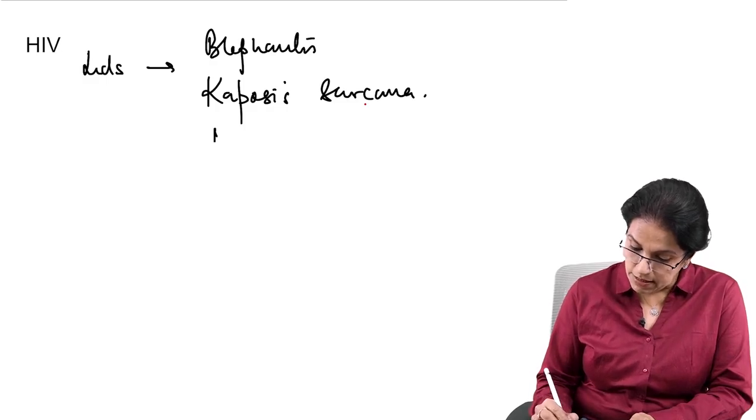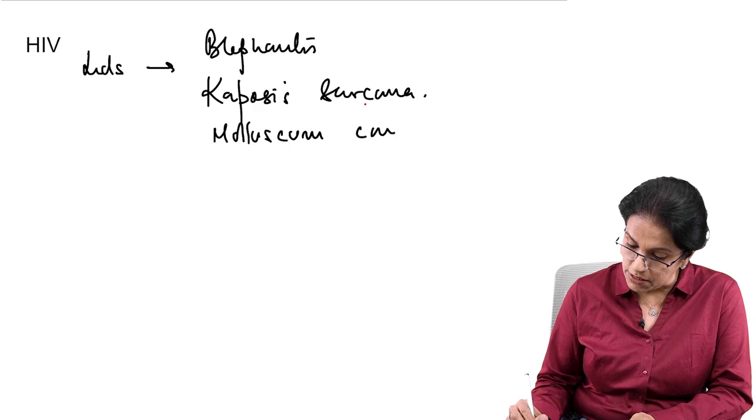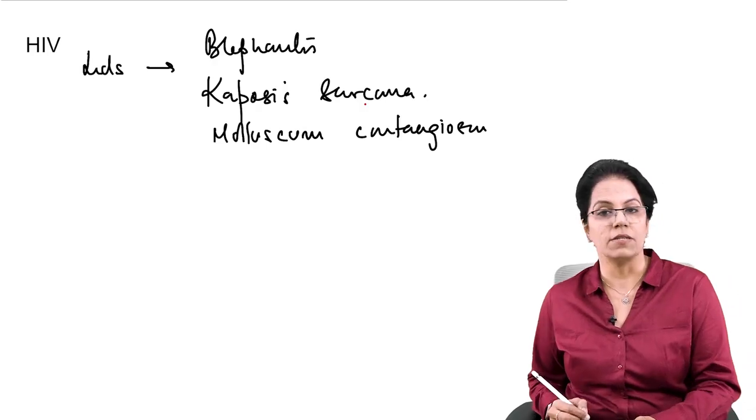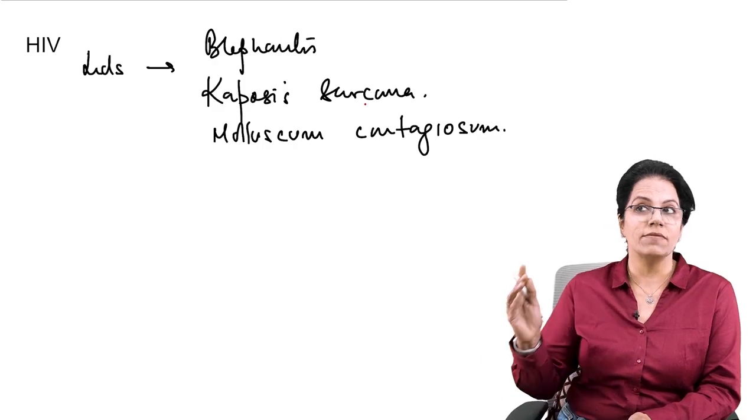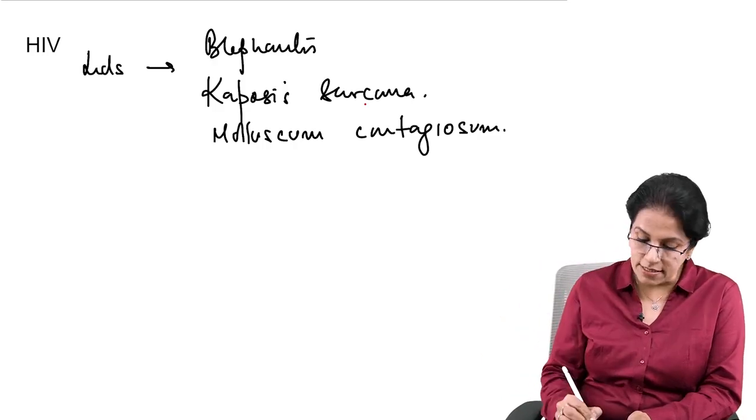Molluscum contagiosum. Because the immunity is very low, you are going to get all these infections that can be presented here in an HIV patient. So that was the lids. Then, let's talk about the conjunctiva.